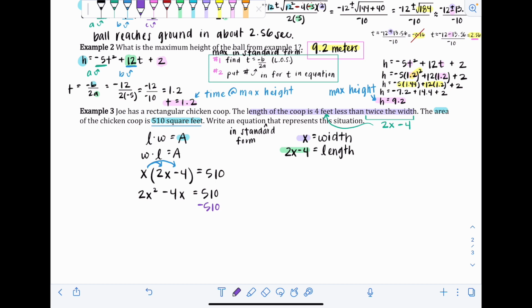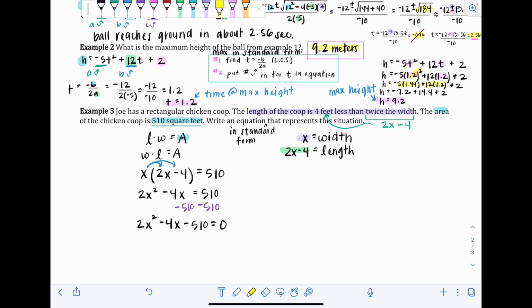And then I don't have any constant terms on the left side of my equal sign, so I'm just going to subtract the 510 after the negative 4x. It's just going to go in line with it. So I'll bring down the 2x squared minus 4x and then minus 510 after that. And then equals right here, 510 minus 510 is 0, so that cancels out.